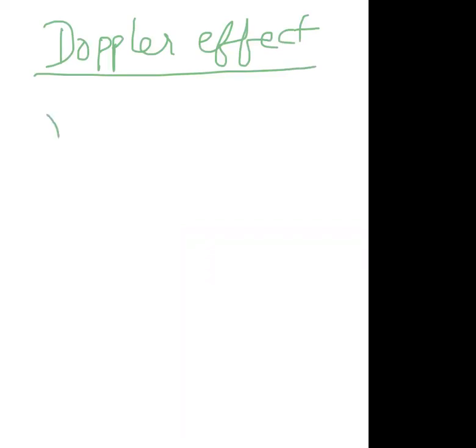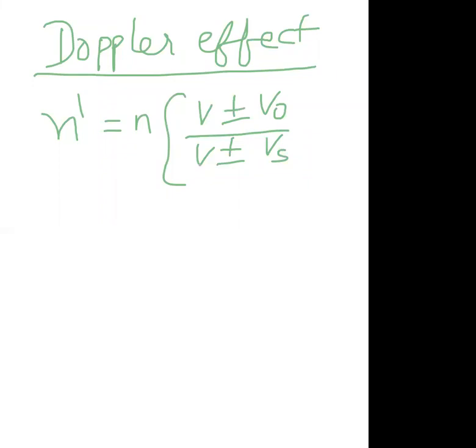Now, coming to wall reflecting cases, we are going to discuss in Doppler effect. We know the formula in Doppler effect is n dash is equal to n into (v plus or minus v naught) by (v plus or minus vs). Now we are applying this formula for the cases of wall reflecting cases. First, let me take one application.